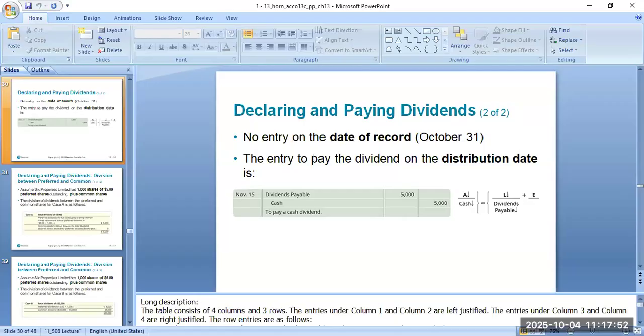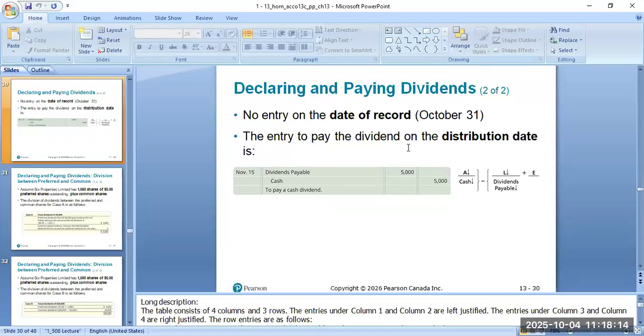On the distribution date, since we have to give the shareholders cash, we're going to reduce the dividend liability, debit dividend payable, and reduce the cash in the corporation, credit cash. Those are the journal entries for the cash dividend.